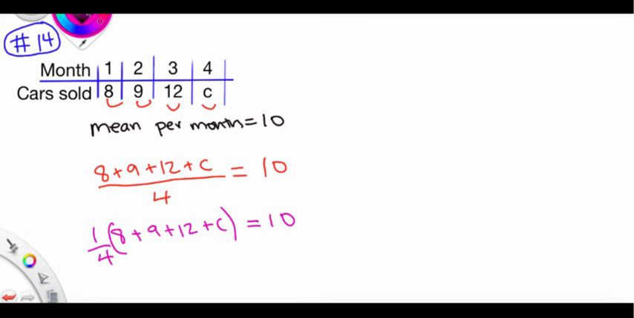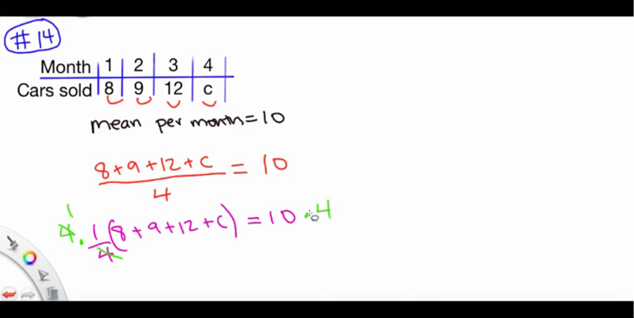So to do that, change to green now. I'm going to multiply both sides times 4. And it's 10 times 4 on this side. So then I'm going to rewrite it up here. So we have 8 plus 9 plus 12 plus C is equal to 40.